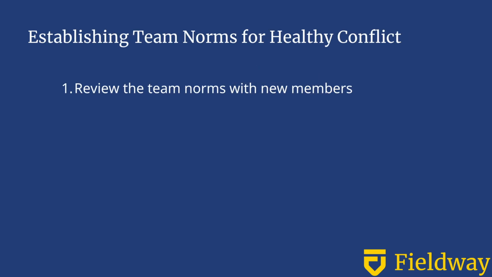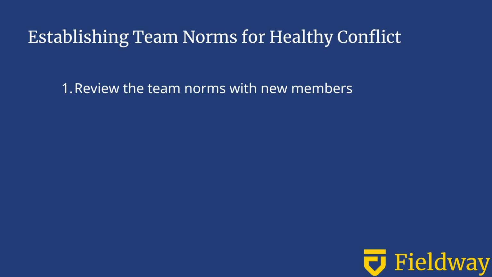One of the most effective ways to prevent destructive and encourage constructive conflicts is to explicitly establish team norms for handling disagreements. These shared expectations create guardrails that help team members navigate differences productively. Start by facilitating a dedicated session to develop conflict-related agreements as a team.